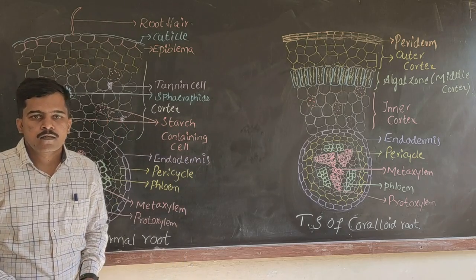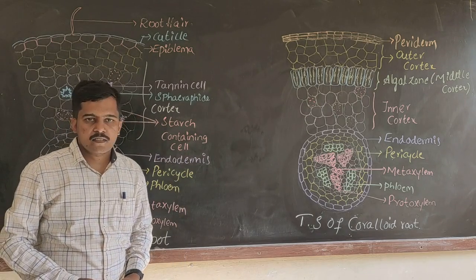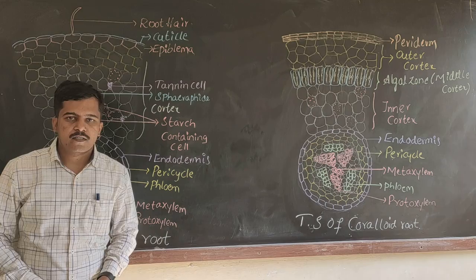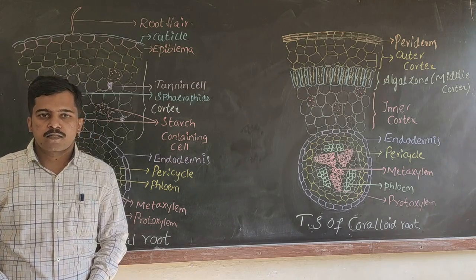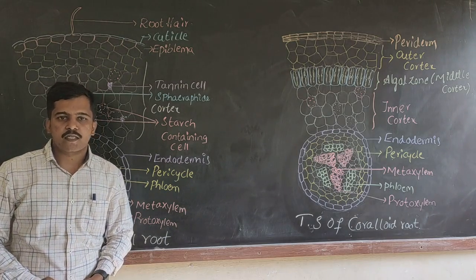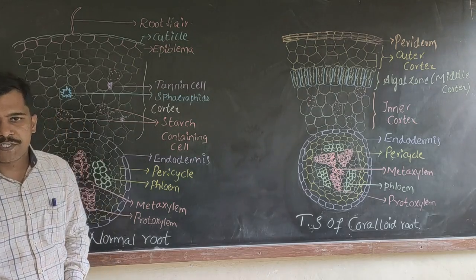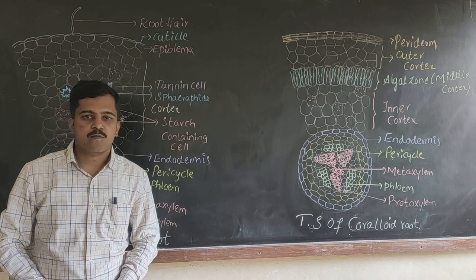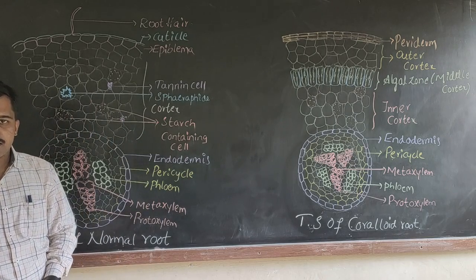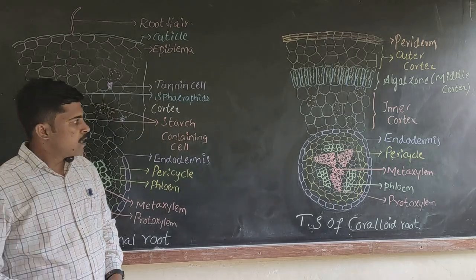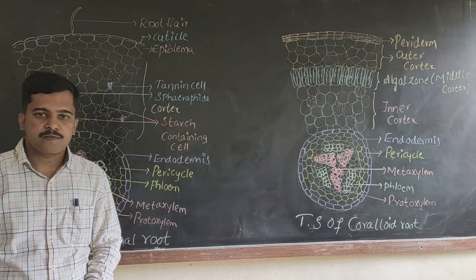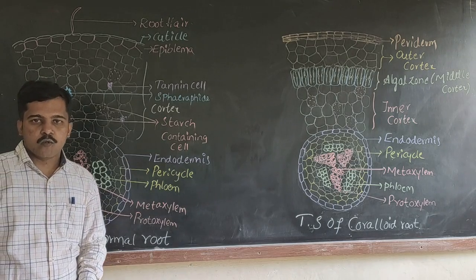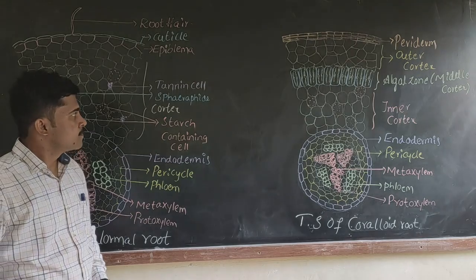Students, in the previous classes we started with the type study of Cycas. In the last class, we discussed the distribution and the external morphology of Cycas. So, in today's class, we will discuss the anatomy of the root in detail.